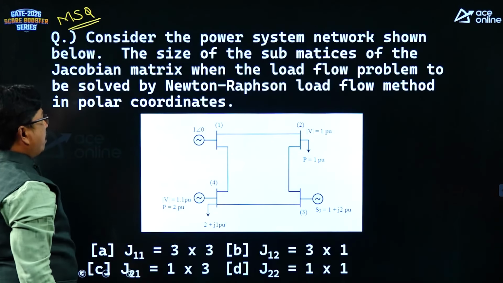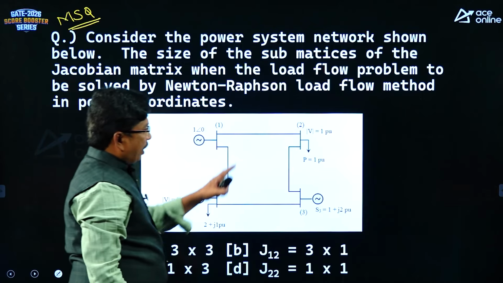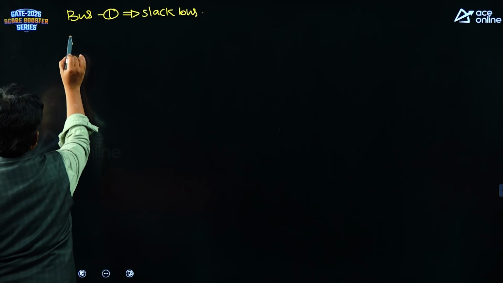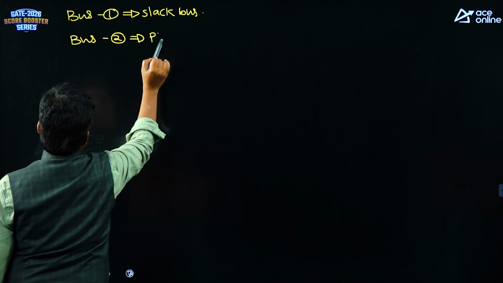Right? Why? Because which are known here? V and delta are known. Bus 2, P and V are known. That's a PV bus. Bus 2 is a PV bus.